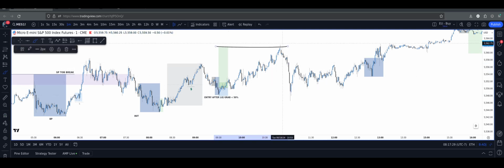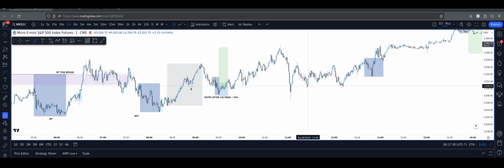Thankfully, I'd already taken my profits right at the correct place at the break of structure, and then they whipsawed back. But this would have been a great entry around here. It would have been a risky entry, but a great entry nonetheless. So that was my trade from yesterday.